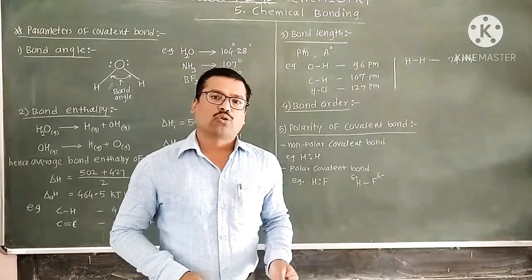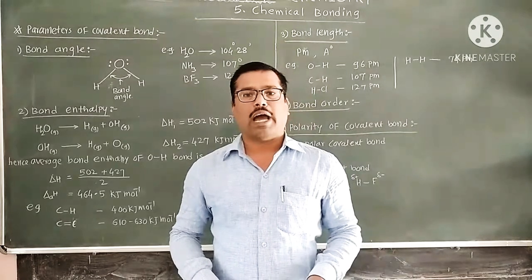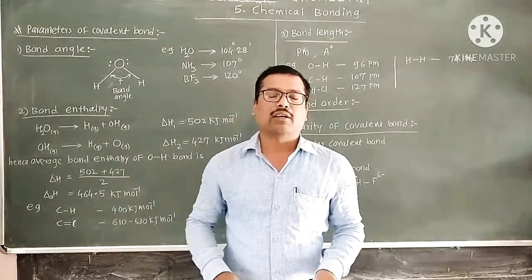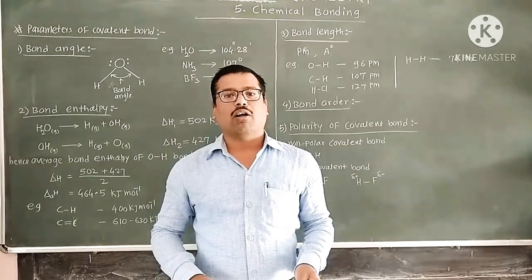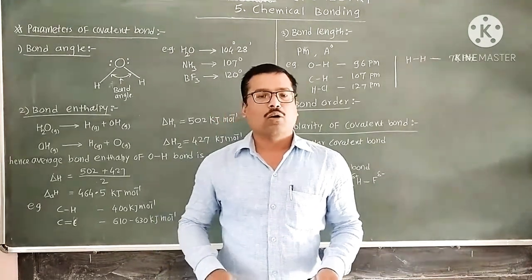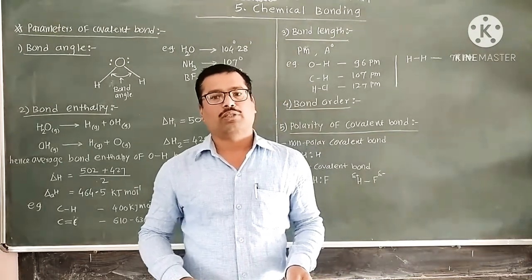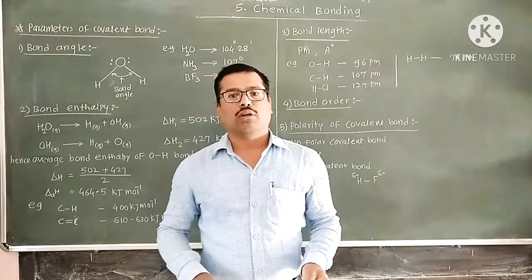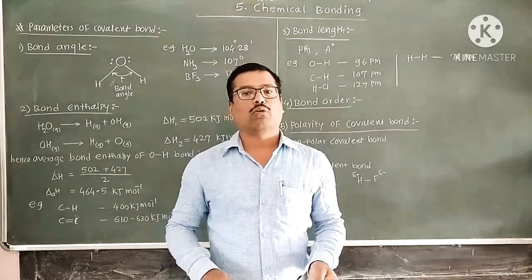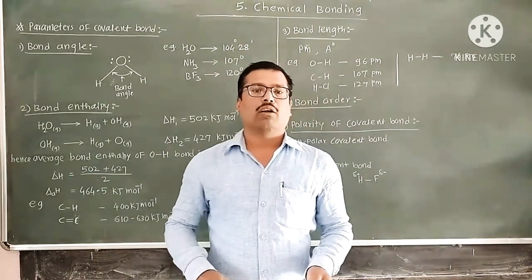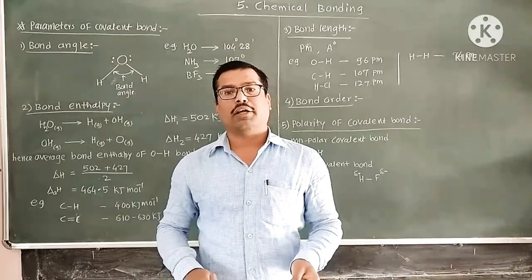Whereas when a covalent bond is formed between two atoms differing in electronegativities, the electron bond pair is pulled towards the more electronegative atom, resulting in a separation of charges, and this gives rise to a polar covalent bond or a dipole. Polar covalent bond or dipole. Dipole, di means two, two poles. That means positive and negative.